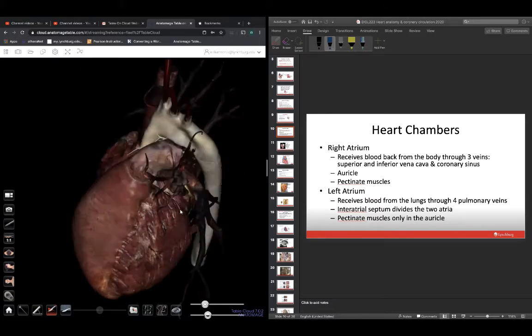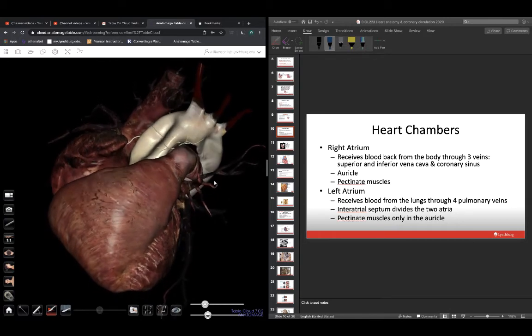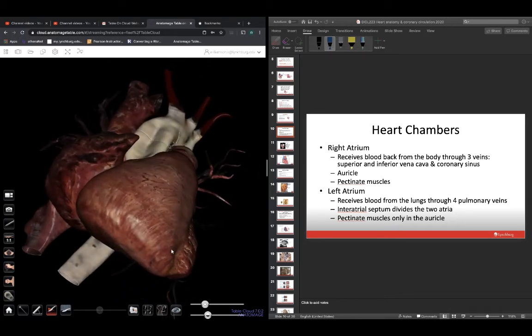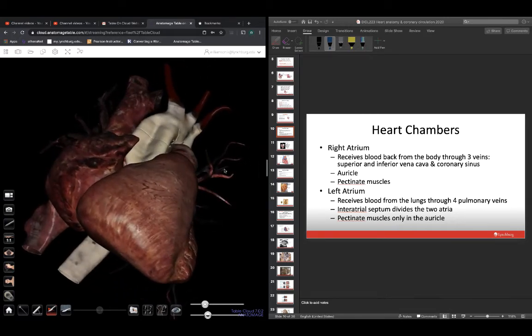So we have described the atria as receiving chambers, and so they're going to be responsible for receiving blood back from the body. And so the right atrium is going to receive blood from the body through 3 veins. And I'm going to highlight these in blue because that's typically how we look at them. So we've got superior vena cava, and inferior vena cava that are going to drain into the right atrium.